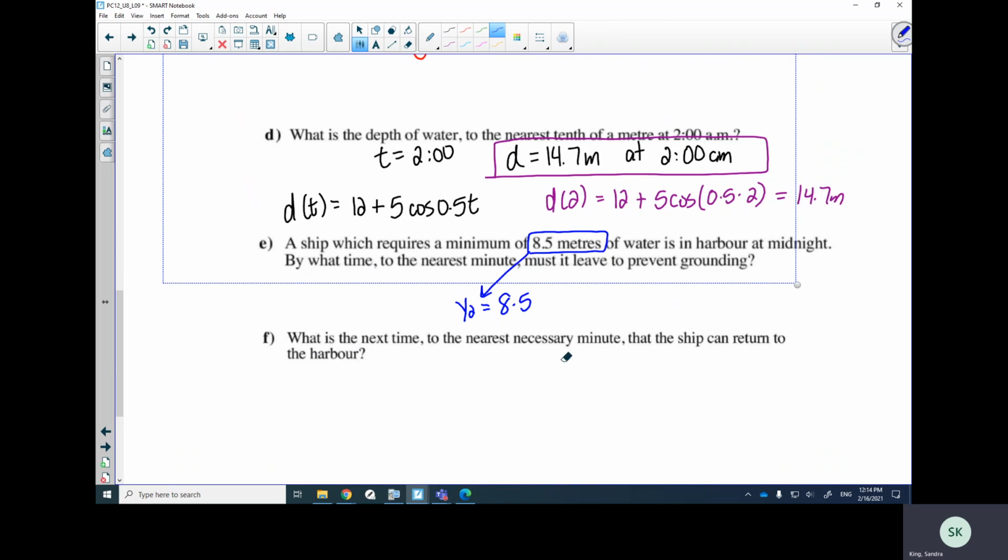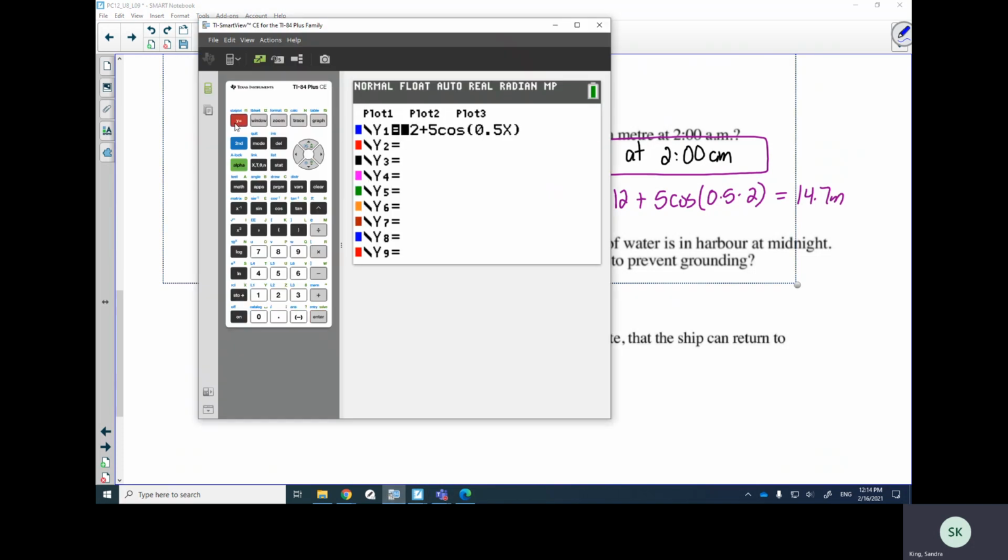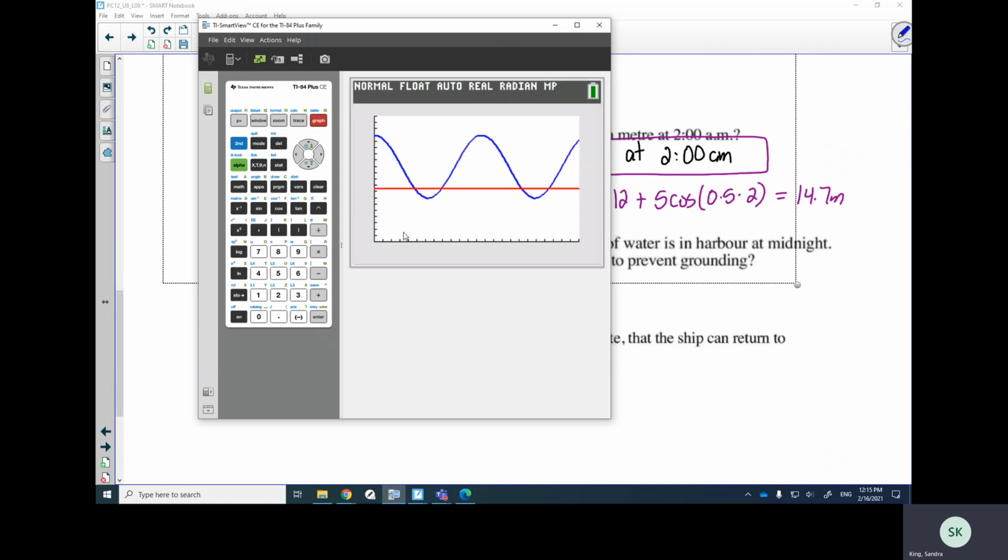Okay. So on our calculators, in Y2, we're going to type in 8.5. So we'll go here, 8.5. And then we're going to look at the picture to see if we can make sense of this. Here is where the water level is above 8.5, and the ship is safe. This is the danger zone. This is where the water level is below 8.5. The ship cannot be in the harbor at this time, whatever time that is, or over here. Okay, it's got to leave.